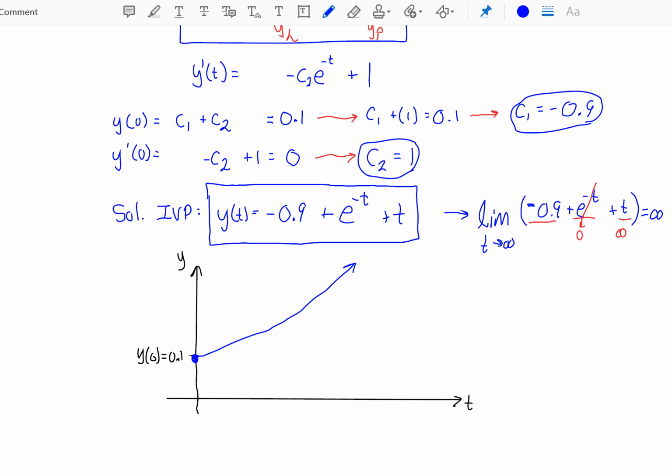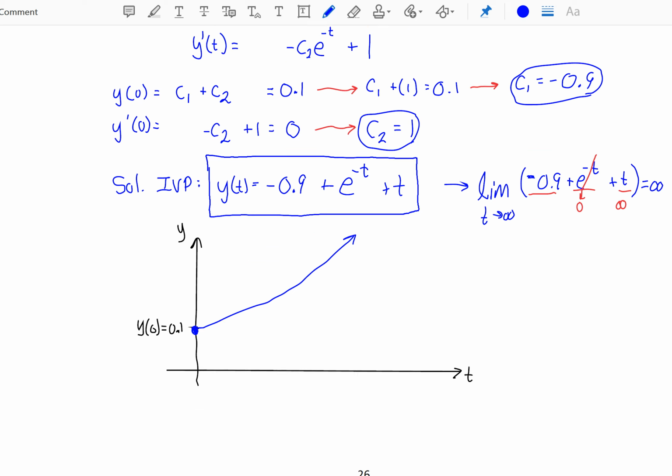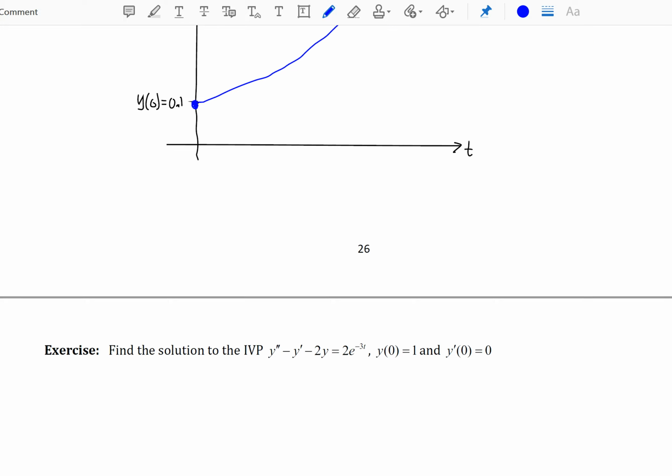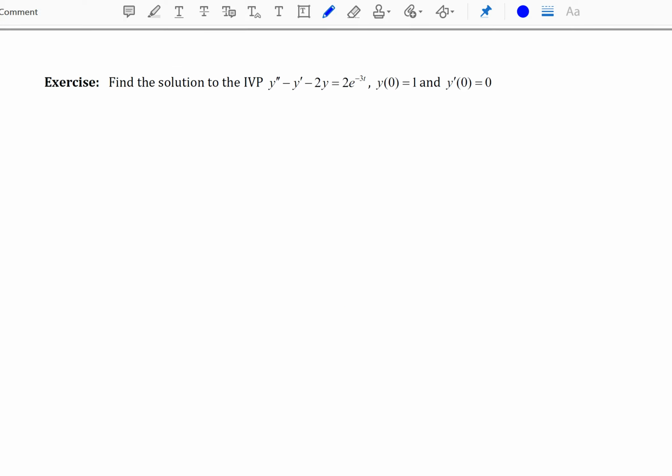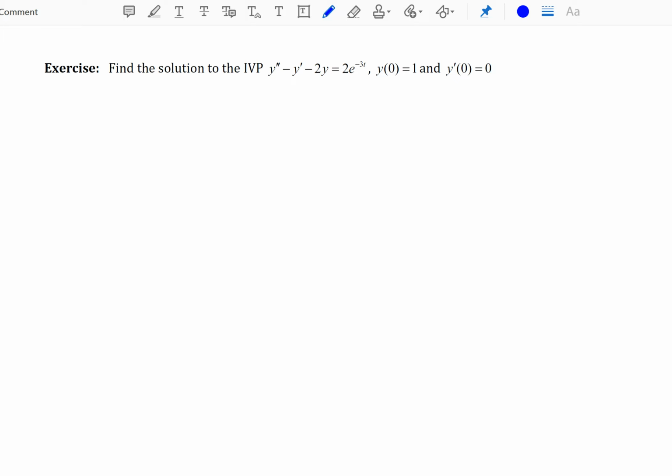Okay, let's look at another example. Now I want to change our example up a little bit to look at different kinds of forcing functions. So in this example, let's consider the IVP given here. Notice the exponential forcing function on the right-hand side. Now again, with our problems, we always must start with the homogeneous solution, so we know that there's a repetition in our solutions.